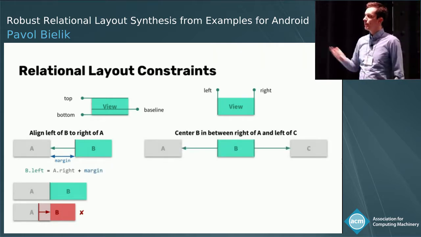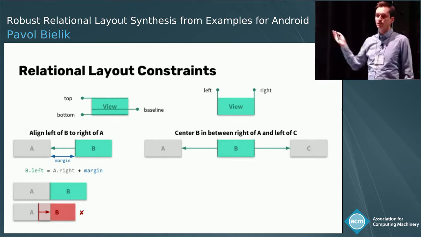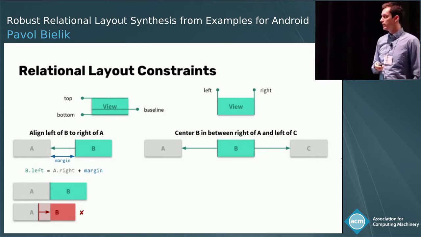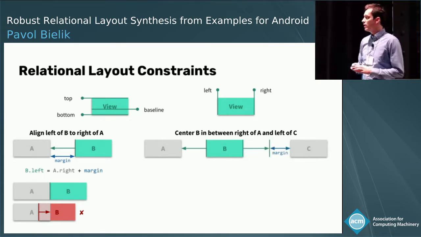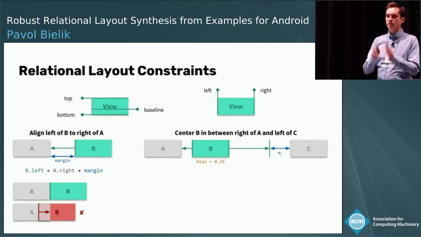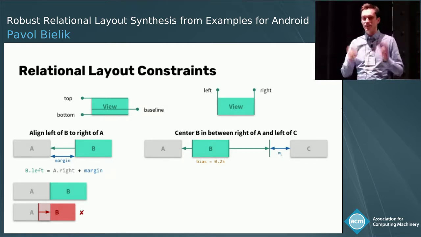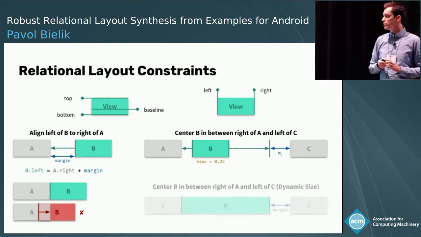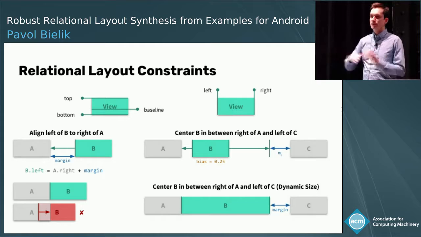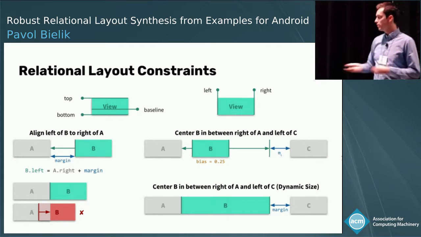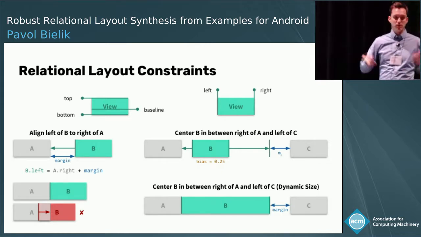There are also more complicated constraints. So for example, if you want to have a view be in the center of 2 other views, you can have a constraint like this. You can have it in the center with respect to some margin, or actually it doesn't have to be necessarily precisely in the center. You can say, well, put it in the 25% of the center. You can also support constraints that have the dynamic size of the view. So you can say, well, put the view B in between A and C, but stretch it as far as possible, right?